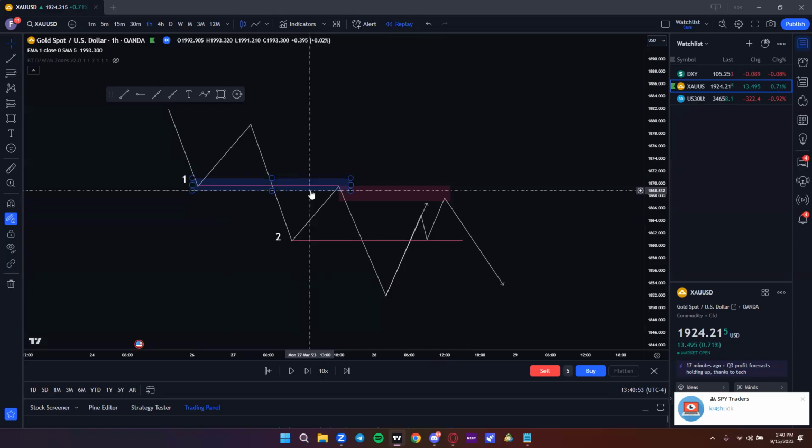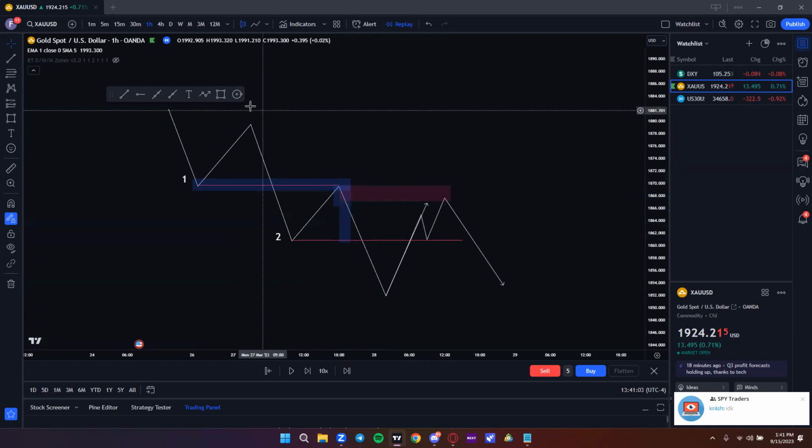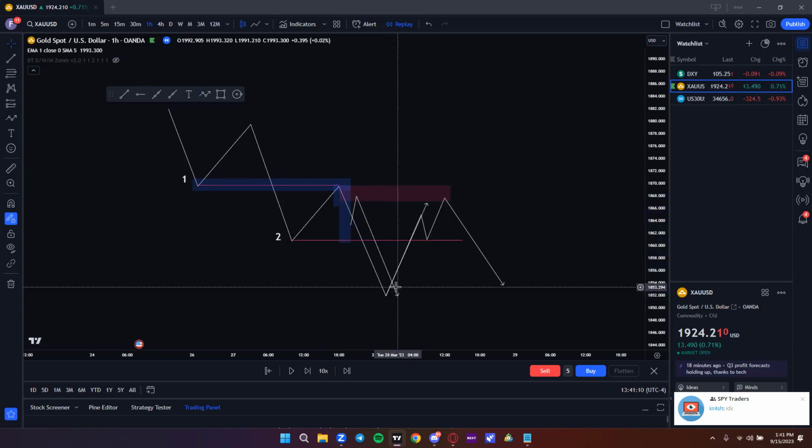if this level holds here, what's going to happen is it's going to create a decision level here, right? And then on the lower time frame, you will get a retest of it, and then it's going to continue going down. So that is up for our observation and examination.